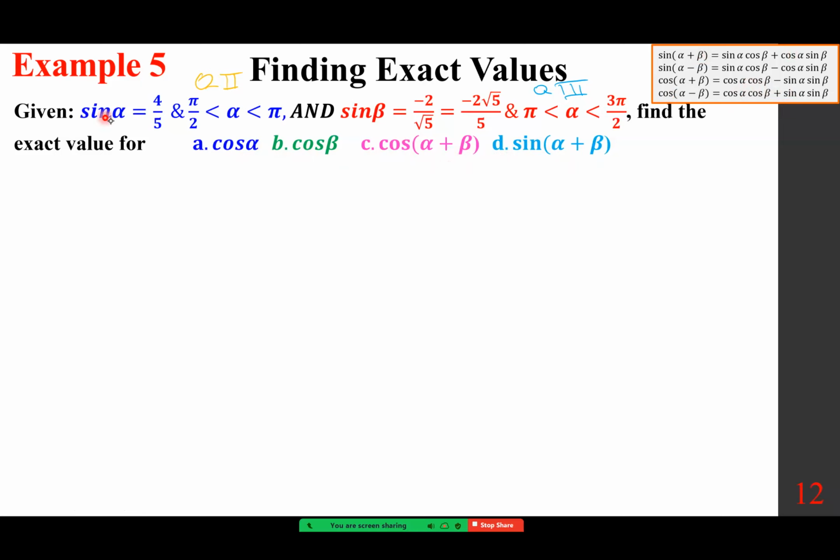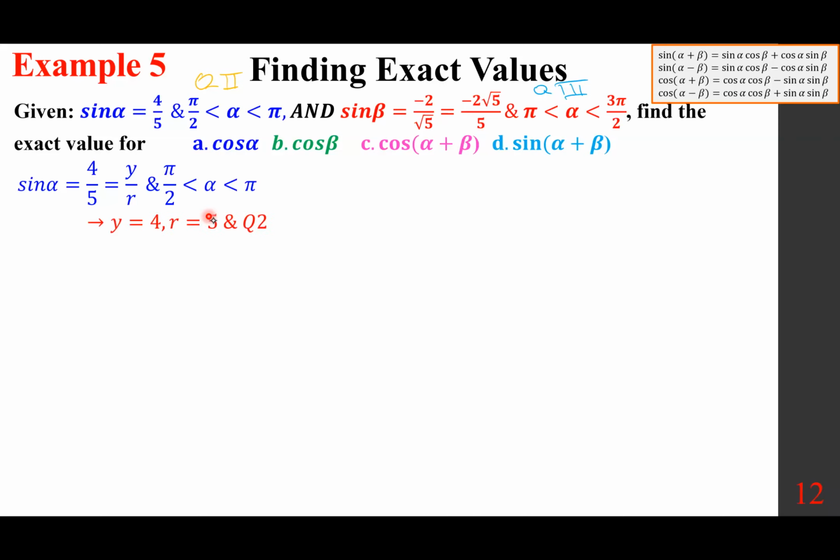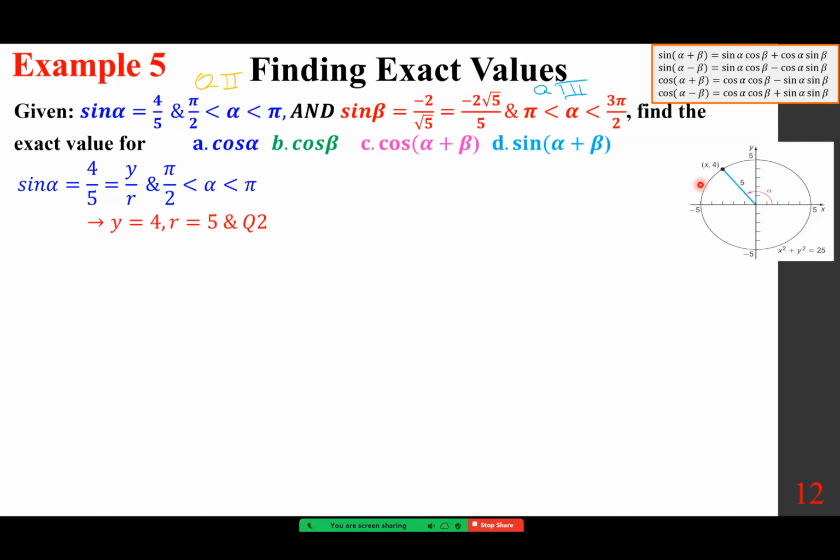Starting with the sine, there are two ways to find the cosine. You can go with the circle. Okay, this is 4 over 5. That means y over r. And we are in the second quadrant. Y is 4. R is 5. And we're talking about this one, and x is missing. This is one way. Again, I want to refresh your memory about them.